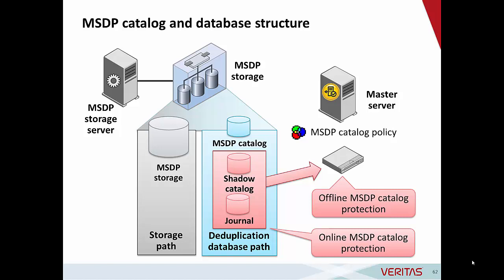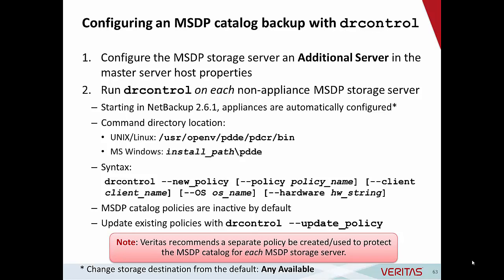You create it. Here's an example of configuring an MSDP catalog backup with the DR control utility. I configure the MSDP storage server as an additional server in the master server host properties, and I run DR control for each non-appliance MSDP storage server. Remember, appliances will automatically have this policy created and inactive. MSDP catalog policies are always inactive by default. When I want them to run, I will activate them and go into the schedule and set a frequency or calendar and a start window, again, just like any backup policy.